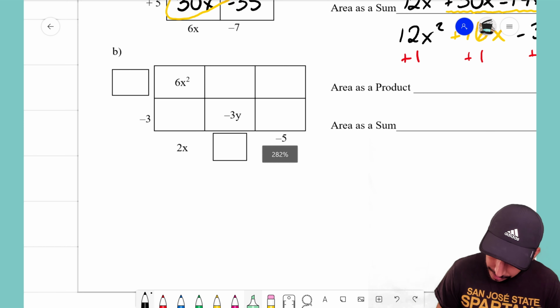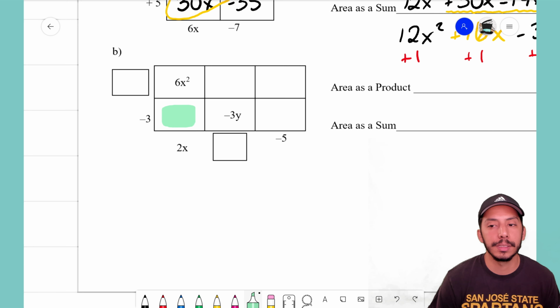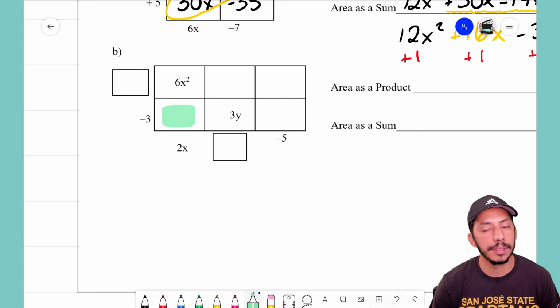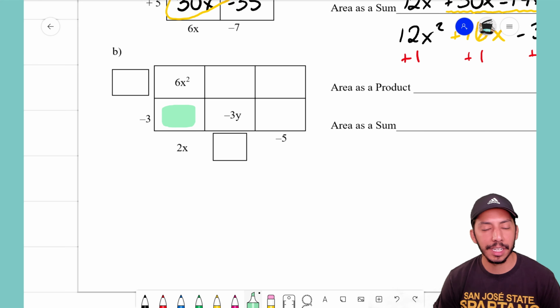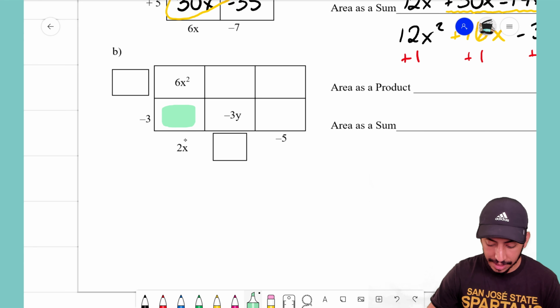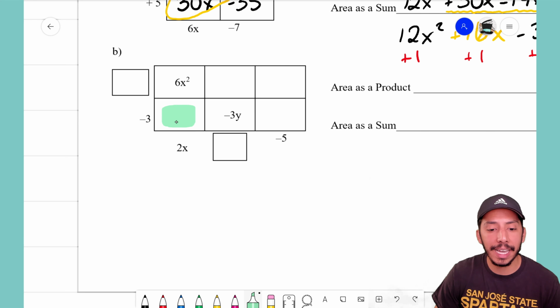All right, so let's do this real quick. What's going to go in this box here? Let me know in chat. This is just taking the 2 sides, multiplying it to get the inside. So we have negative 3 times 2x. What's going to go inside here?